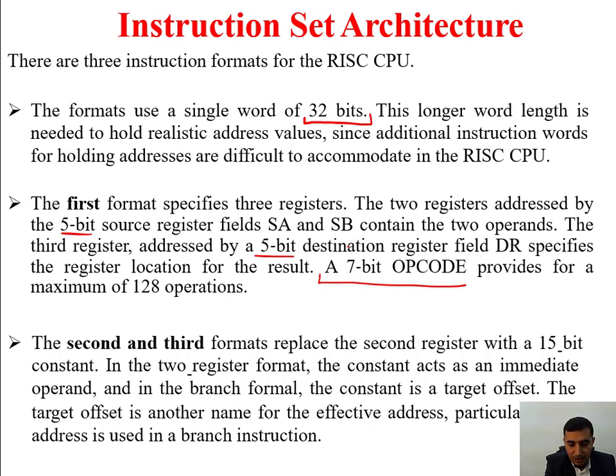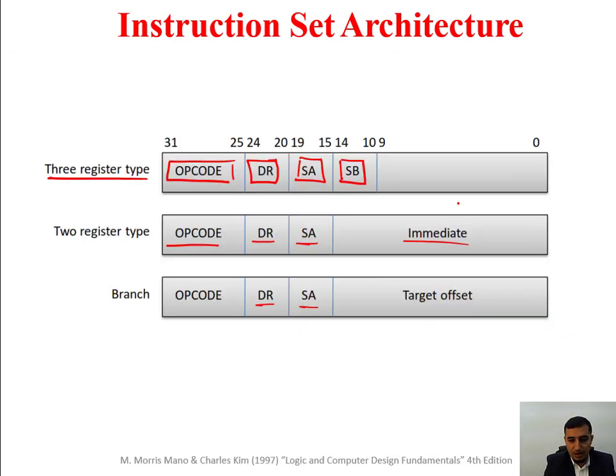In the second format, the opcode is 7 bits. Each register has 5 bits, and this leaves us with 15 bits for the immediate and offset targets, as you can see here. This one is 15, this one is 5, this one is 5, and this one is 7. In total, this is 32. Here, bits 0 to 9 are not used, so we can neglect them. So we have 5, 5, 5, and 7. Here we have 15, 5, 5, and 7.